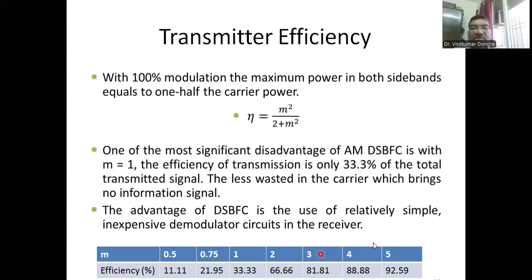Now we can see the efficiency here. You can see what the efficiency is if the modulation index is less, and what it is if it increases. If you have modulation index 2, 3, 4, 5, you can see the efficiency is increasing. But can we afford to have a modulation index of more than 1? Anybody can comment: can we get a modulation index of more than 1? What is the disadvantage of a modulation index of more than 1? Is there anything?